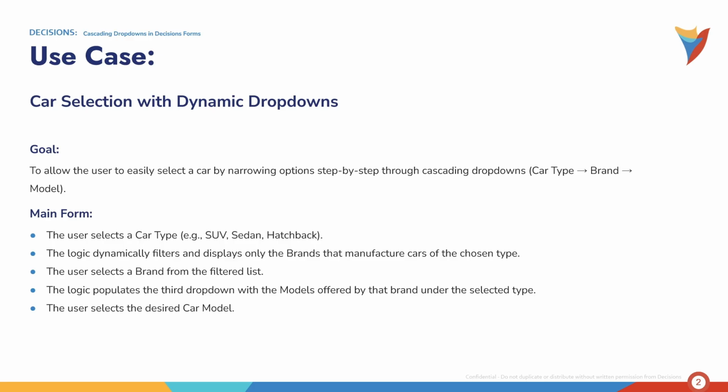or dynamic drop-downs. So with the help of our main form, the user selects the car type, let's say SUV, sedan, hatchback. The logic dynamically filters and displays only the brands that manufacture cars of the chosen type. The user selects a brand from the filtered list. The logic populates the third drop-down with models offered by that brand under the selected type. And at the end, the user is able to select the desired car model.